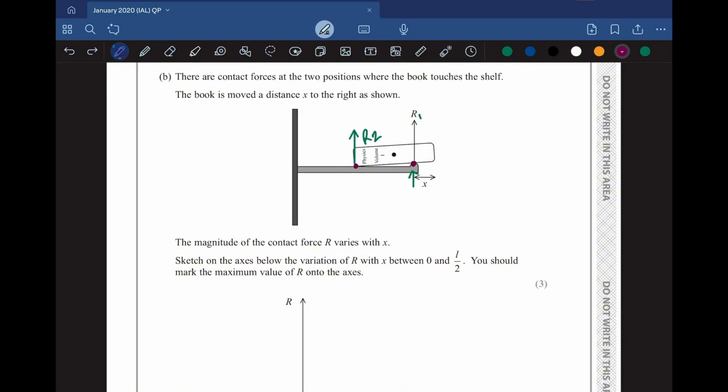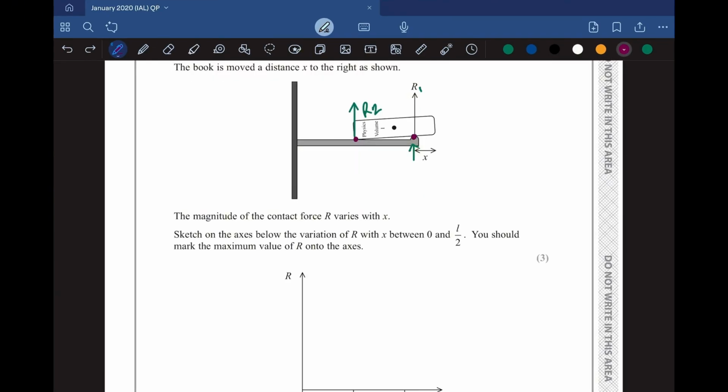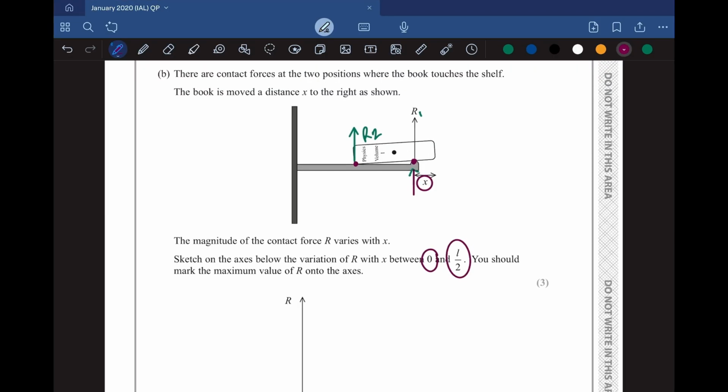Okay, the next part says the magnitude of the contact force R varies with x. Sketch on the axis below the variation of R with x between 0 and L by 2. You should mark the maximum value of R onto the axis. So basically this is when the book was x meters to the right of this edge. Okay, now it is said from 0 to L by 2, when the length will be L by 2.